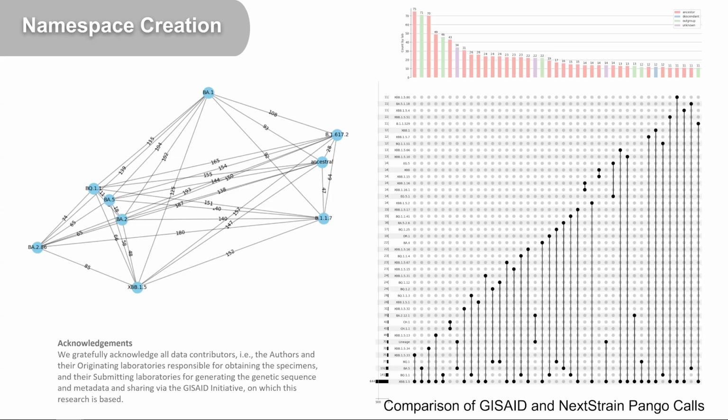And then on the right, it has to do with this upset plot, again a moment in time, a snapshot of the differences between pangolin calls between GISAID and Nextstrain.